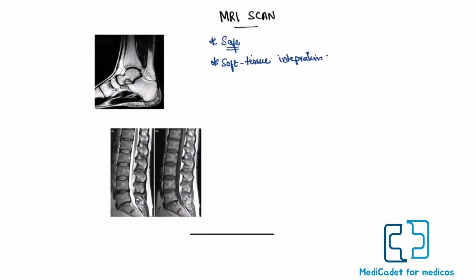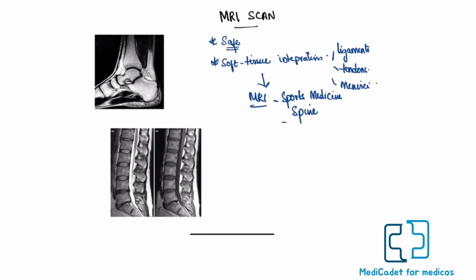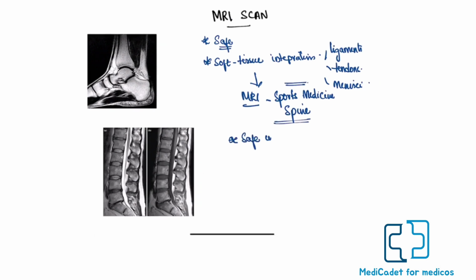Whenever you want to comment on your soft tissues, such as your ligaments, tendons, your menisci, all this requires your MRI, and MRI is very much useful mainly in sports medicine and your spine. And it is safe in pregnancy. So it can be used in pregnant women.